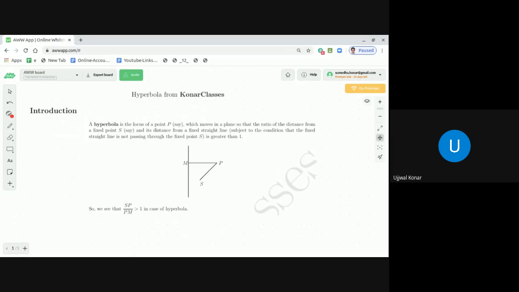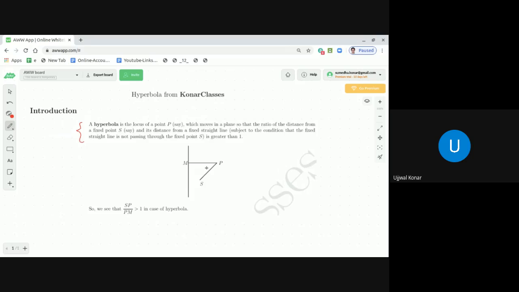So I read out what I just placed in front of you: a hyperbola is the locus of a point P which moves in a plane so that the ratio of the distance from a fixed point S and its distance from a fixed straight line, subject to the condition that the fixed straight line is not passing through the fixed point S, is greater than 1.